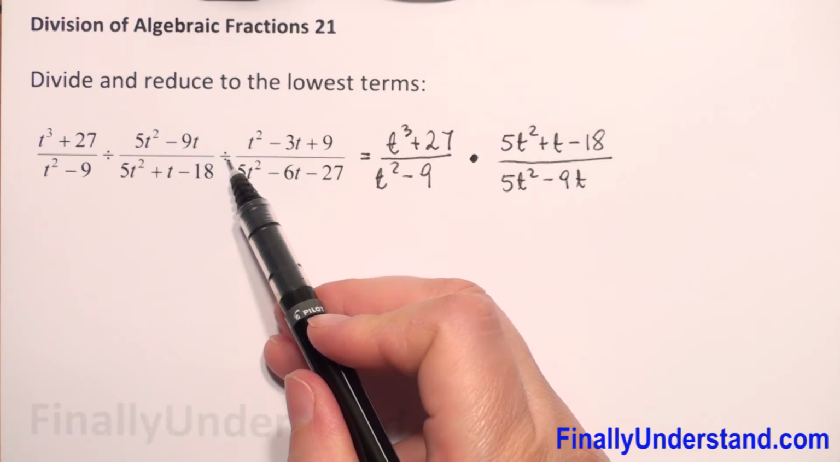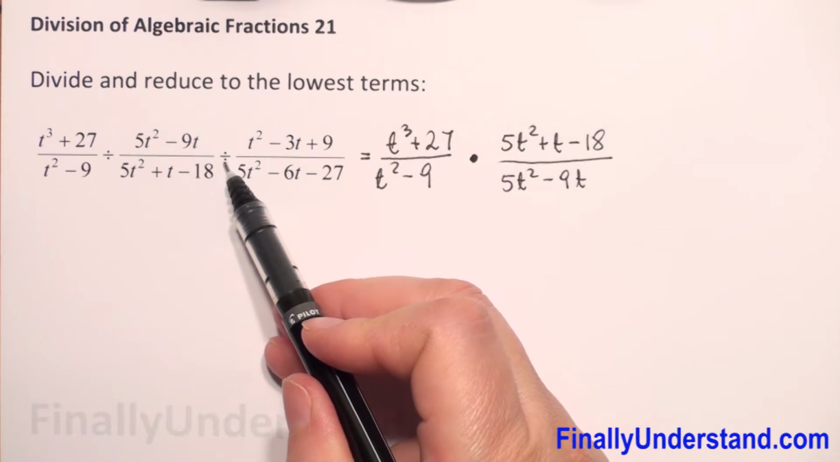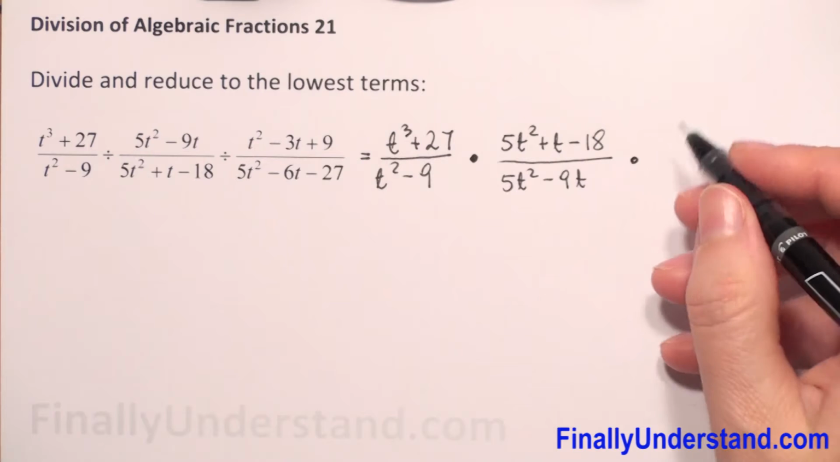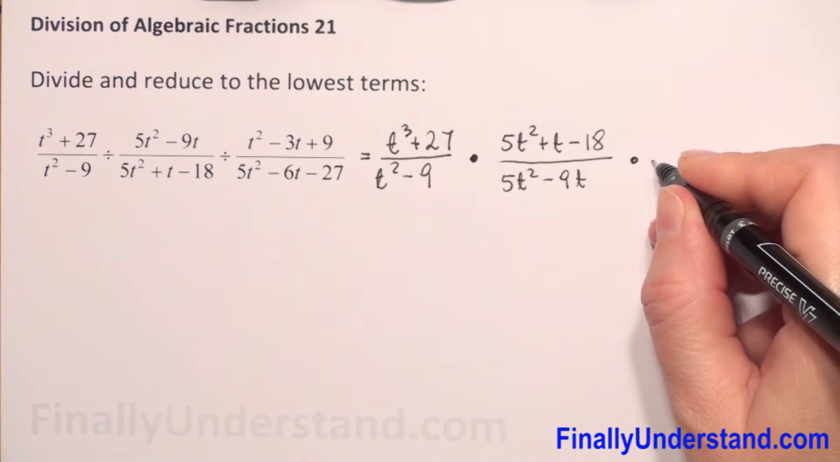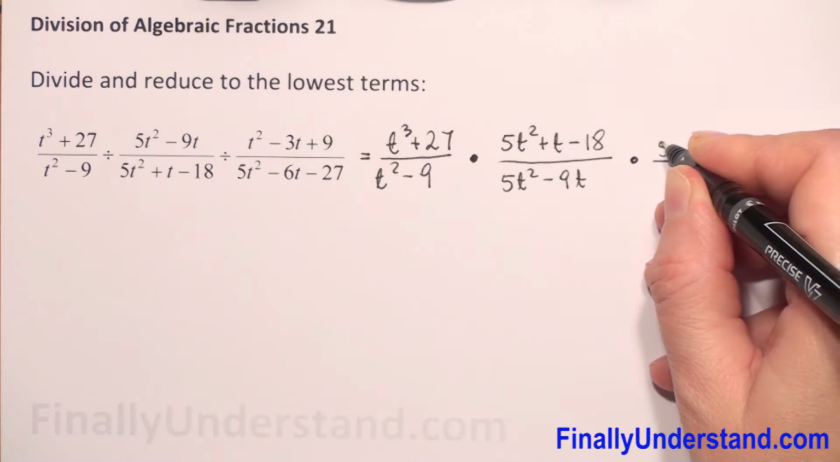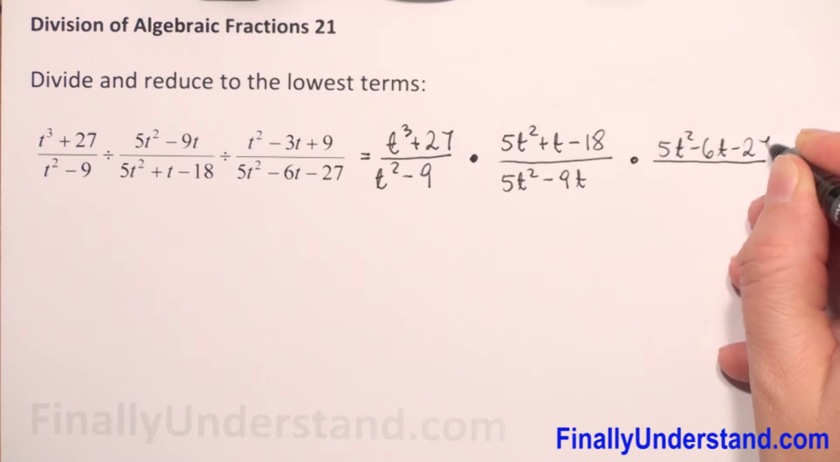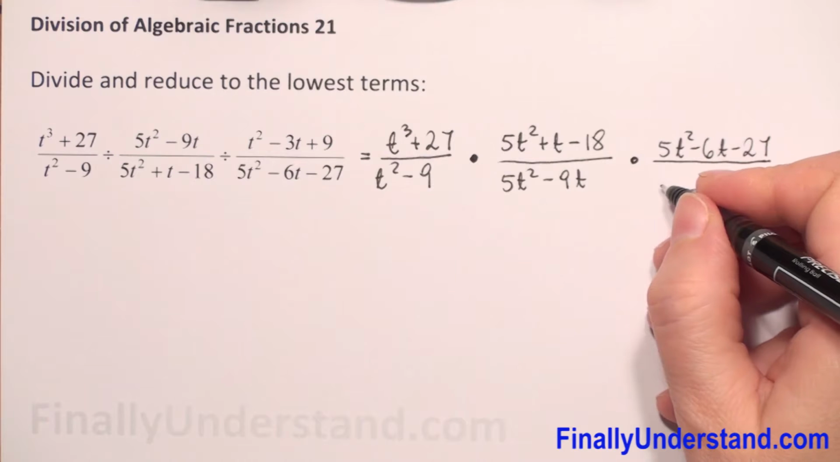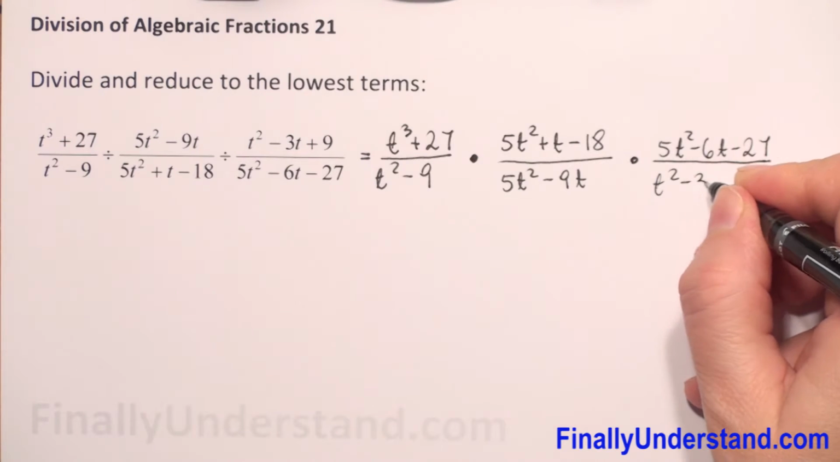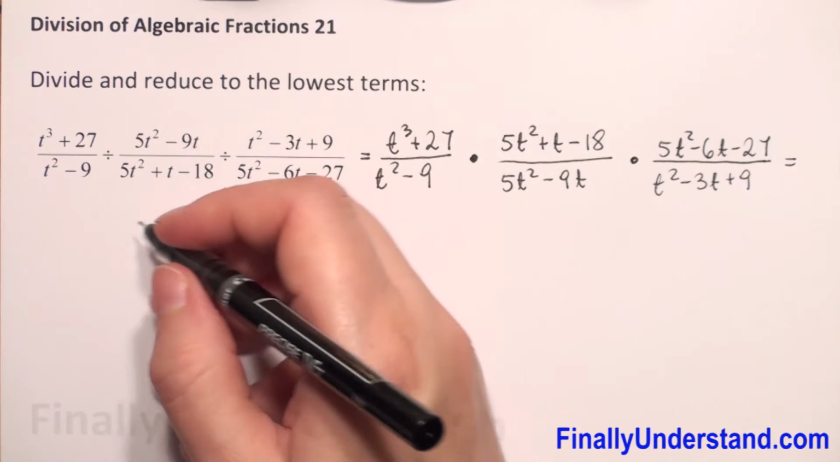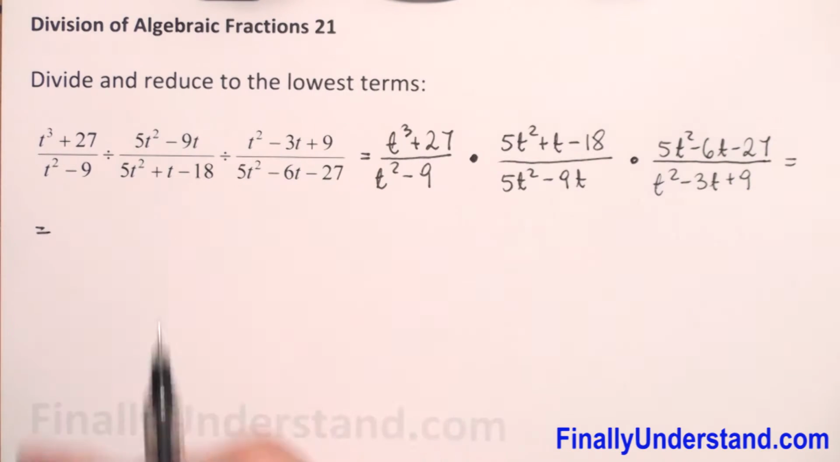And again we have division. So we have to change this division to multiplication, and we have to flip the last algebraic fraction. So it will be 5t squared minus 6t minus 27 over t squared minus 3t plus 9. So this is equal. Now we have multiplication.